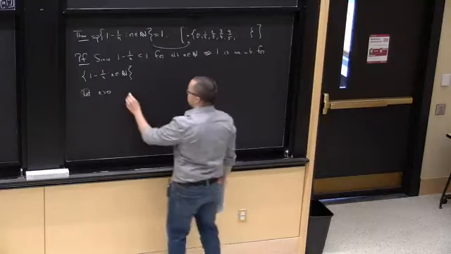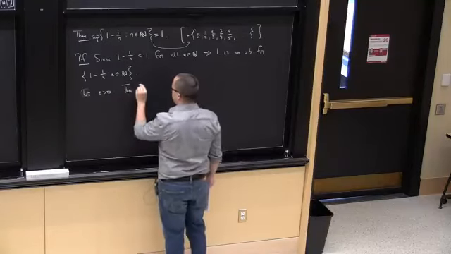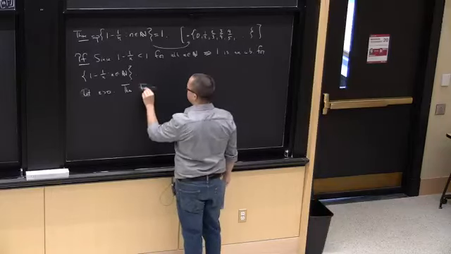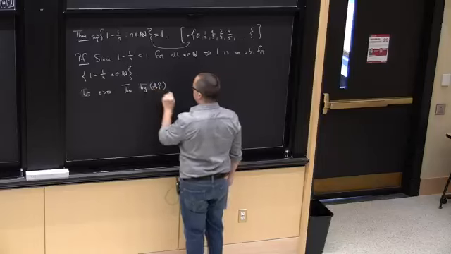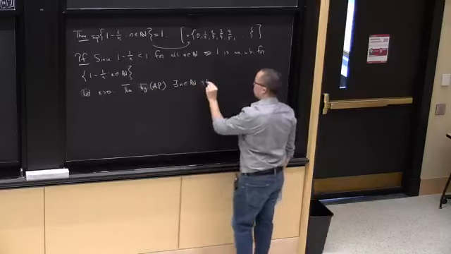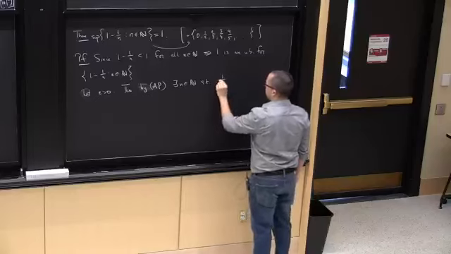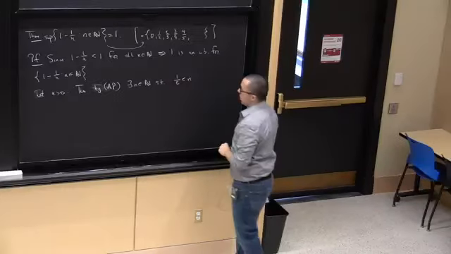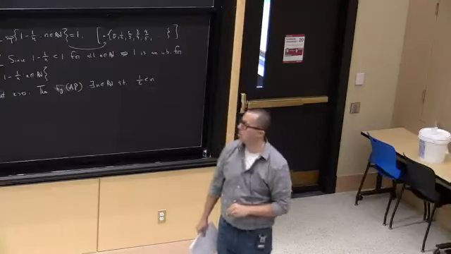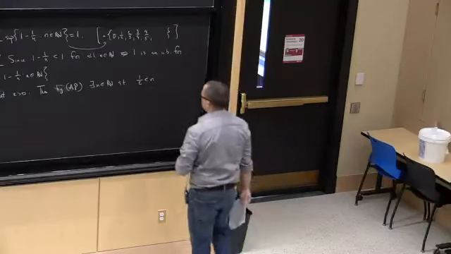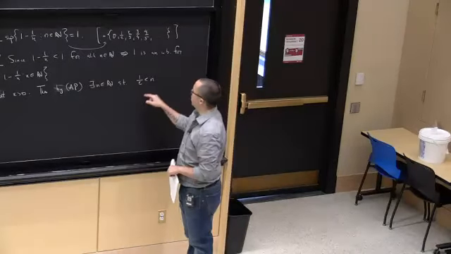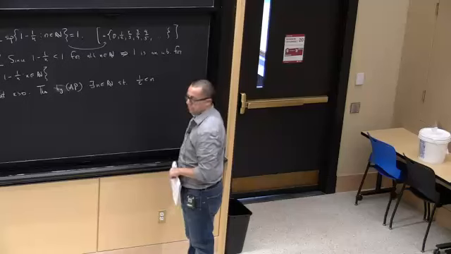So then, by the Archimedean property, there exists a natural number n such that 1 over epsilon is less than n. This is taking, for example, in the statement of the Archimedean property, x to be 1 and y to be 1 over epsilon.